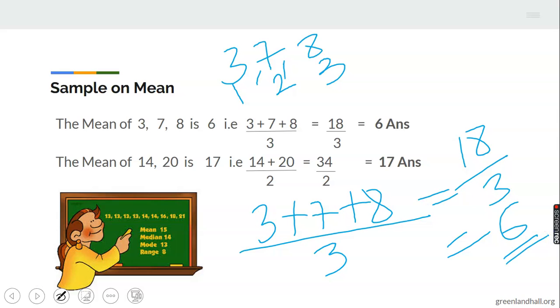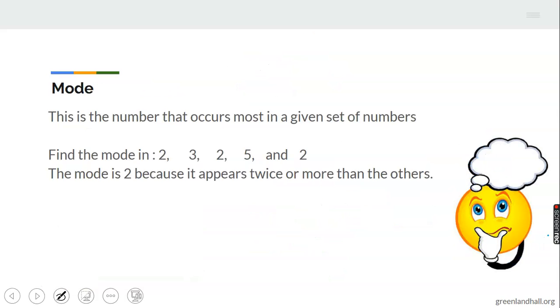The same thing happens in this second example. Find the mean of 14 and 20, just those two numbers. The mean there is just 17. So you see, that's how we get our mean. You add the numbers, divide by the number of numbers. That is for mean. Then let's come to mode.